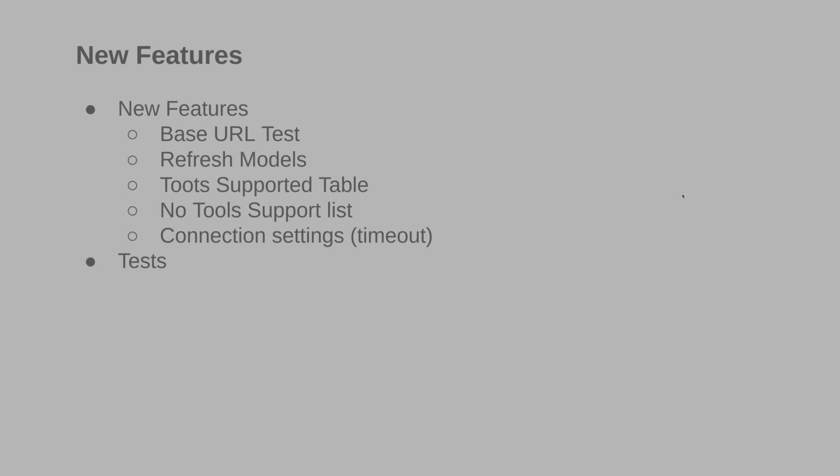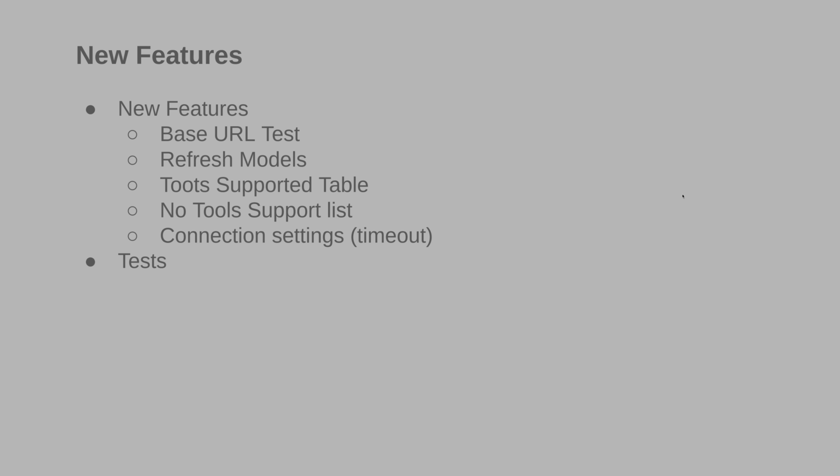So the new features are, I added a button so you can test the base URL to check that you can talk to Ollama, because I was wondering, is it even talking to Ollama? I added a refresh models button. I think it does that automatically when the page loads, but you can do it explicitly now, and it'll actually tell you how long it took as well. Same with the test button, it tells you in milliseconds.